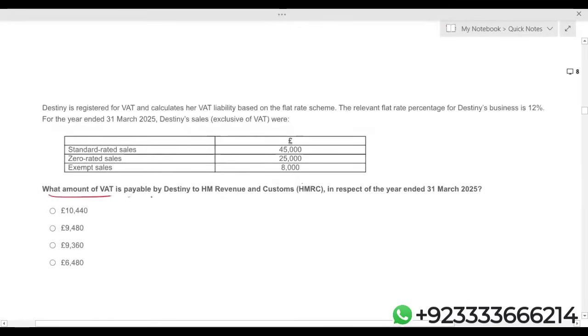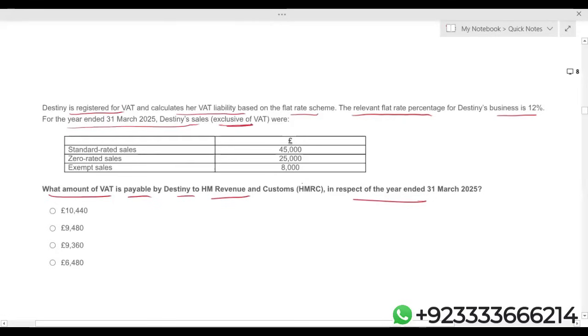What amount of VAT is payable by Destiny to HMRC in respect of the year ended March 2025? Destiny is registered for VAT and calculates her VAT liability based on a flat rate scheme. The relevant flat rate percentage for Destiny is 12% for the year ended. Destiny's sales are exclusive of VAT. Basically, when it's a flat rate scheme, what you have to do, number one, you have to take all of your supplies, make them inclusive of VAT, then simply apply 12%. Whatever comes, that will be your VAT payable.